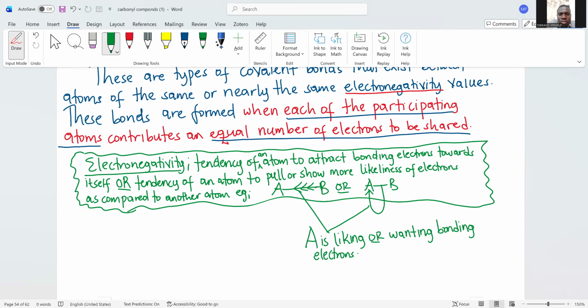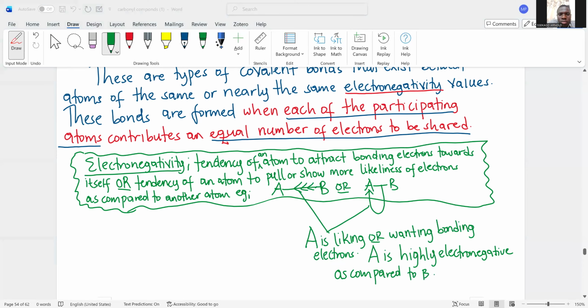So this implies that A is highly electronegative as compared to B. So A is liking or wanting bonding electrons, or A is highly electronegative as compared to B.